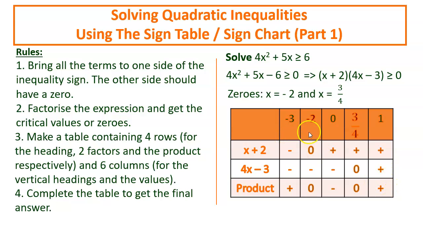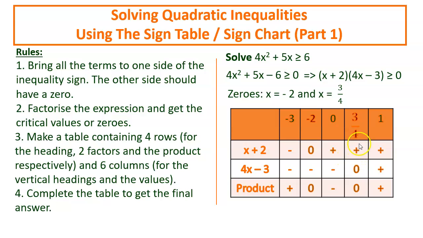I have taken minus 3, 0, and 1 as the representative numbers in these regions, but you can take any number which will be less than negative 2. For this column, you can take any number which will be greater than negative 2 but is less than 3 over 4. And you can take any number which will be greater than 3 over 4 for this column. Okay. So this is how we fill in the cells of this particular table.